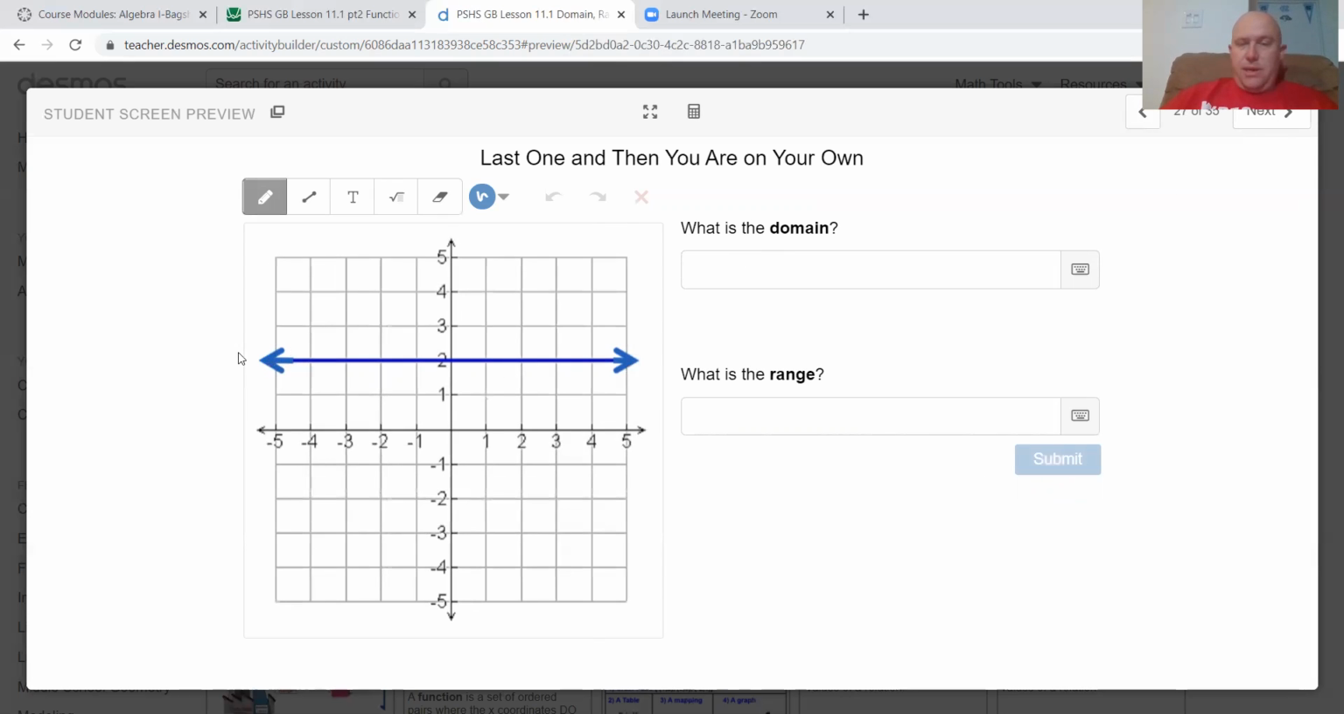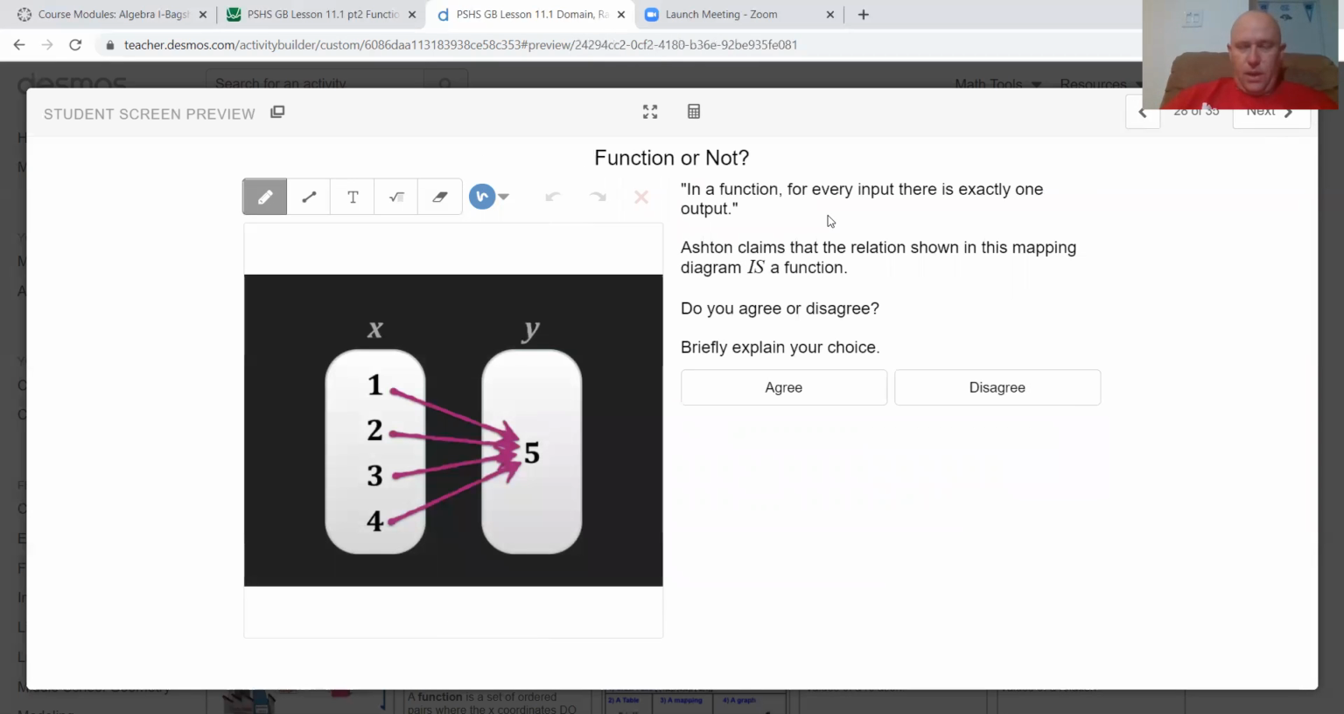Domain continues in each direction. So that would be my all real numbers. And for the range, well, the lowest value is 2, but so is the highest value. So it's just 2. That's literally the only value you can actually have for that question.